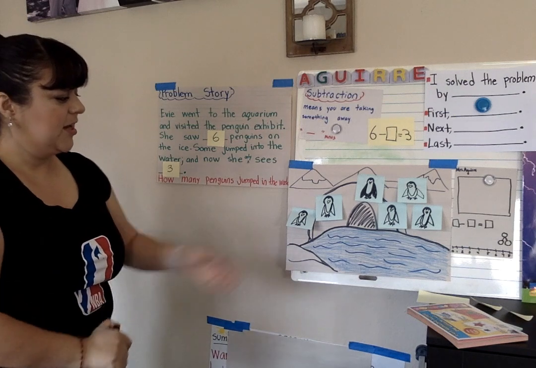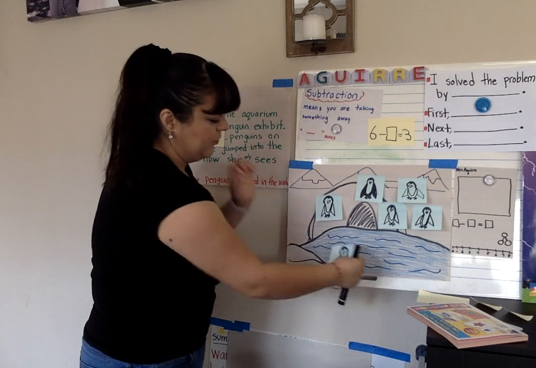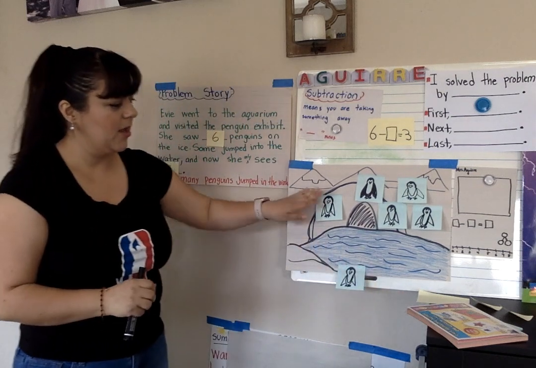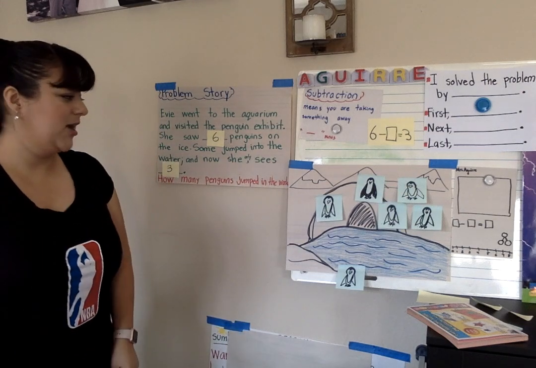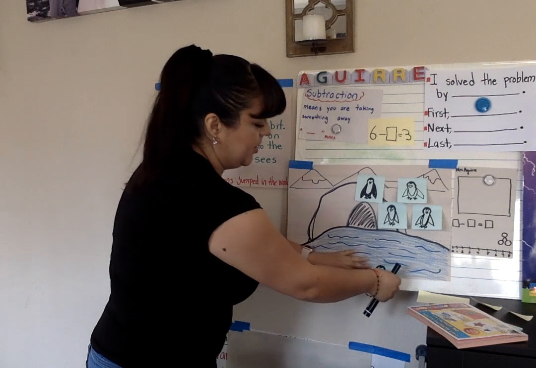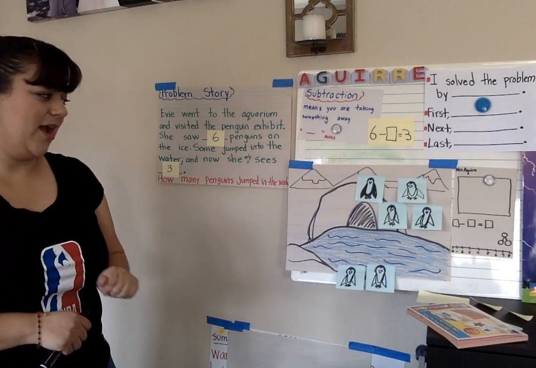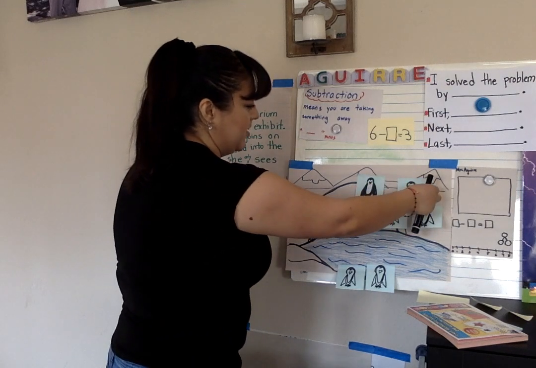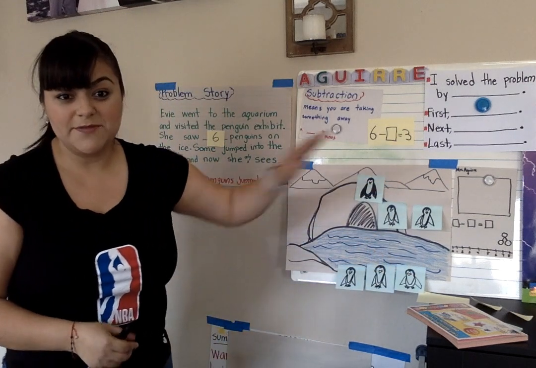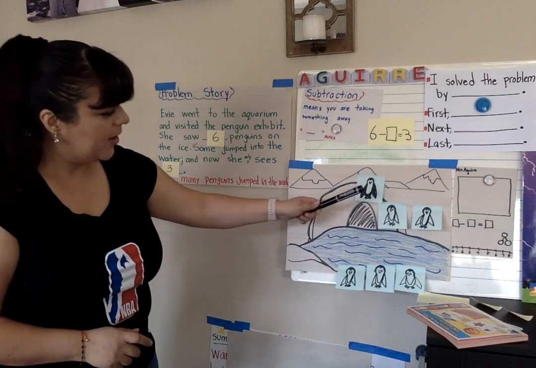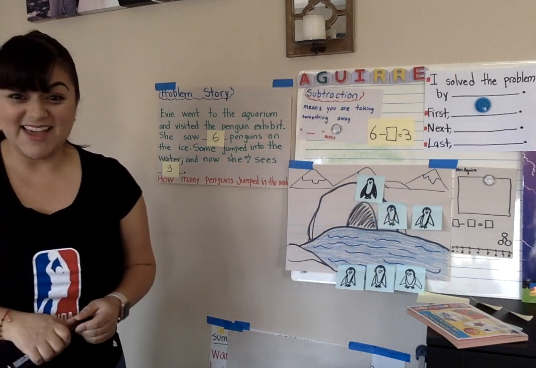There were 6. Now I'm going to have some jump into the water, okay? So here goes 1 into the water. Ya se metió uno al agua. Are there 3 left? ¿Quedan 3? No, not yet. Here comes another one in the water. Do we have 3 left on the ice? Not yet. Here comes another one into the water. Do we have 3 left on the ice? 1, 2, 3. Yes, we have 3 left on the ice.